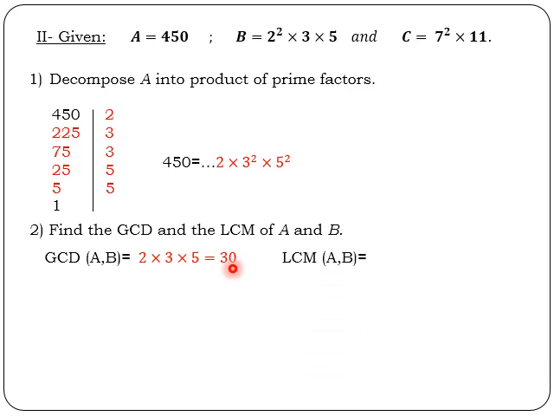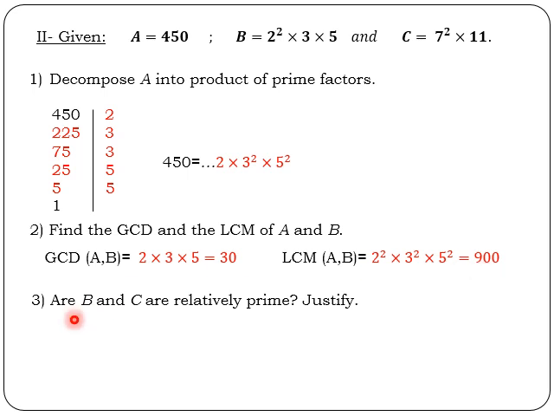In the LCM, I have to write all the factors but with the greater power. So 2 squared times 3 squared times 5 squared. Okay, I'm choosing the factor with the greater power. The answer is, here we have 4 times 9 times 25, which is 900. I can say that 4 times 25 is 100 and 100 times 9 is 900. Okay, that's how I solve it mentally.